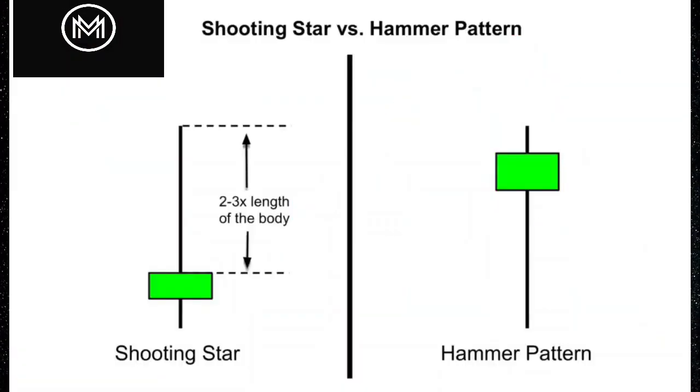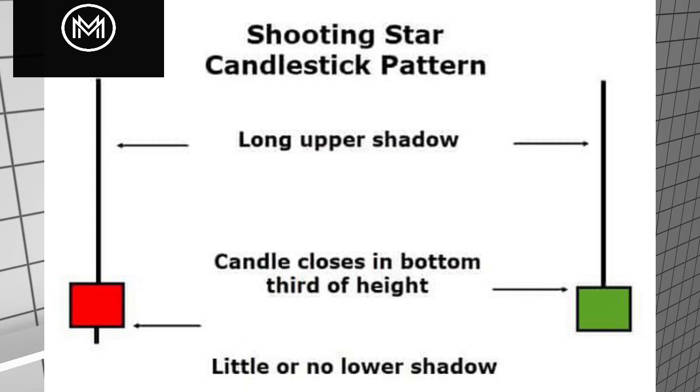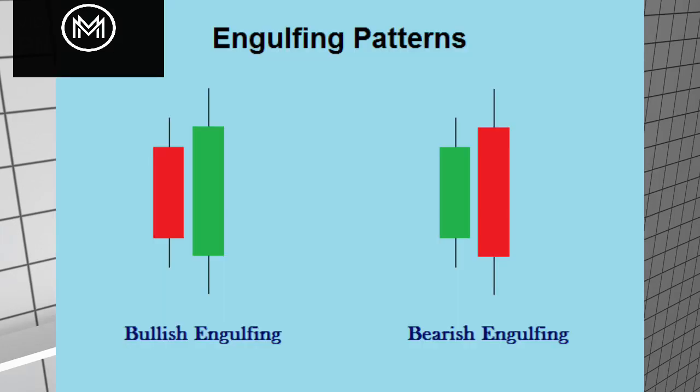Shooting star. The shooting star pattern has a small body at the bottom and a long upper shadow. It typically appears at the top of an uptrend and suggests a possible trend reversal to the downside.